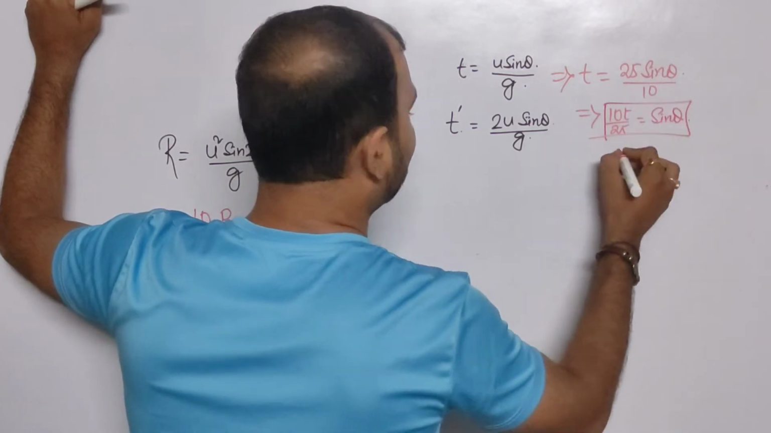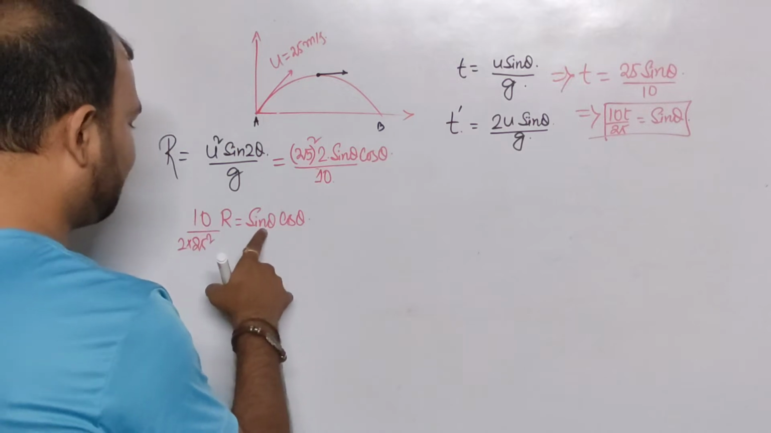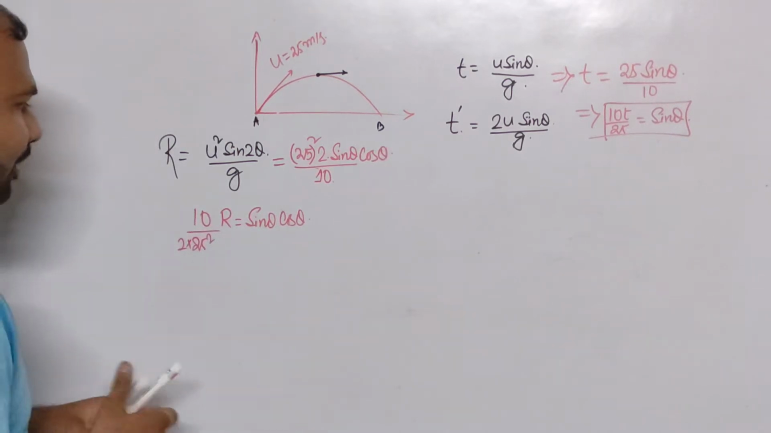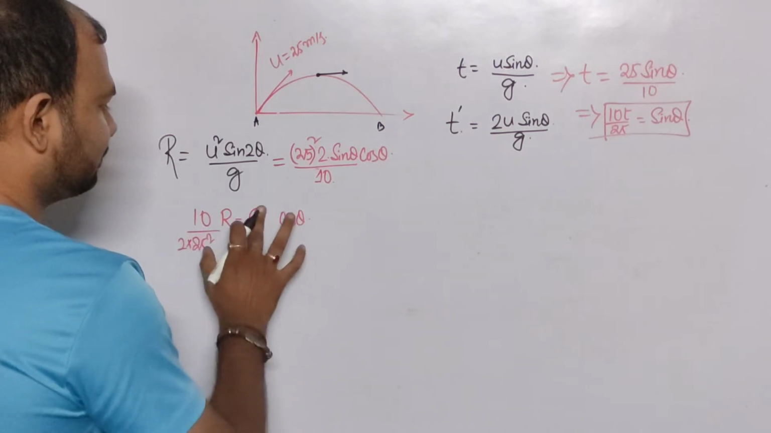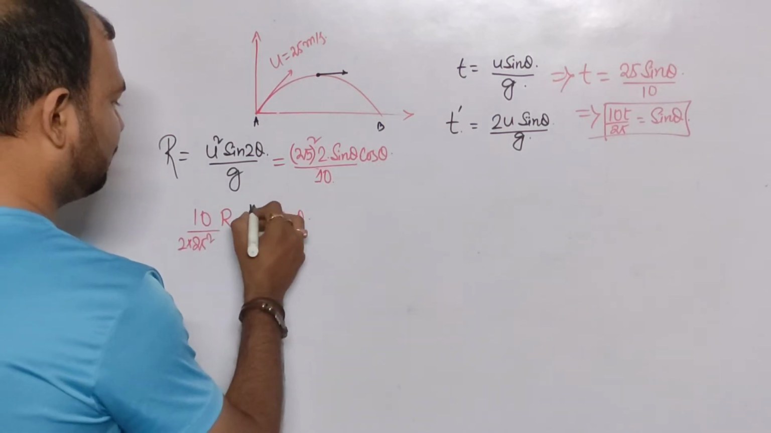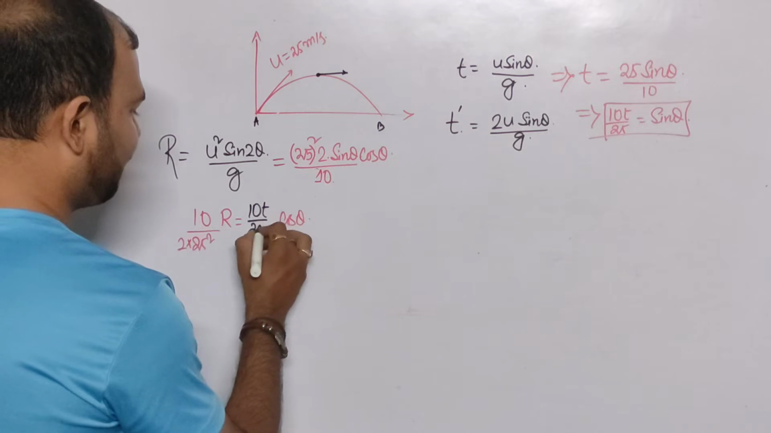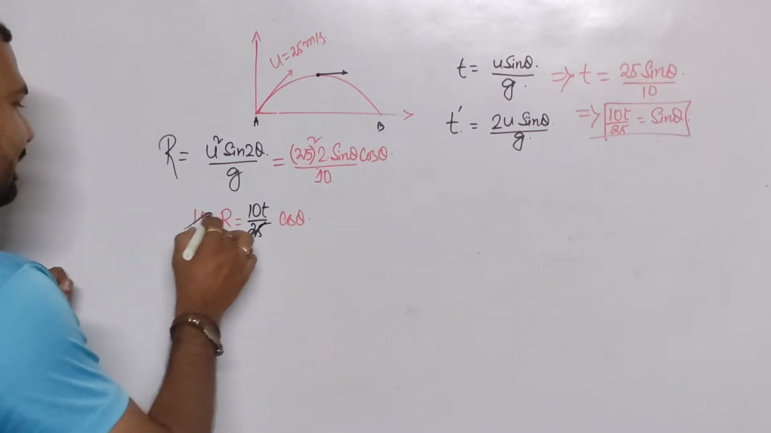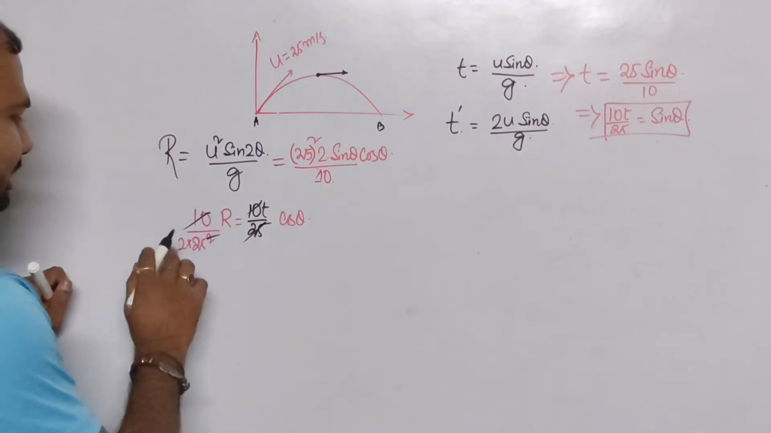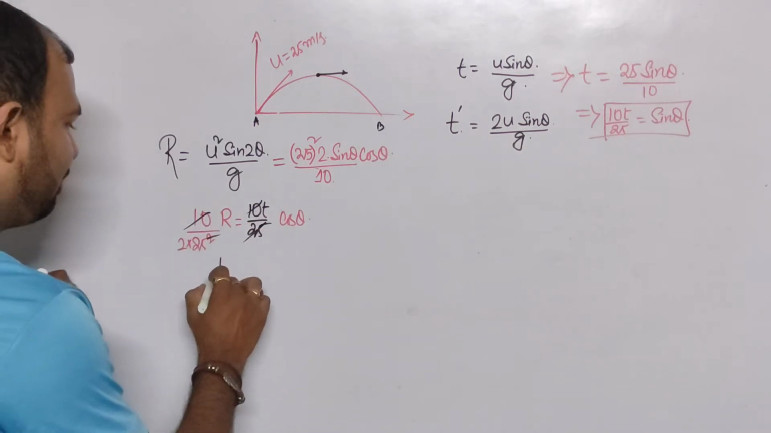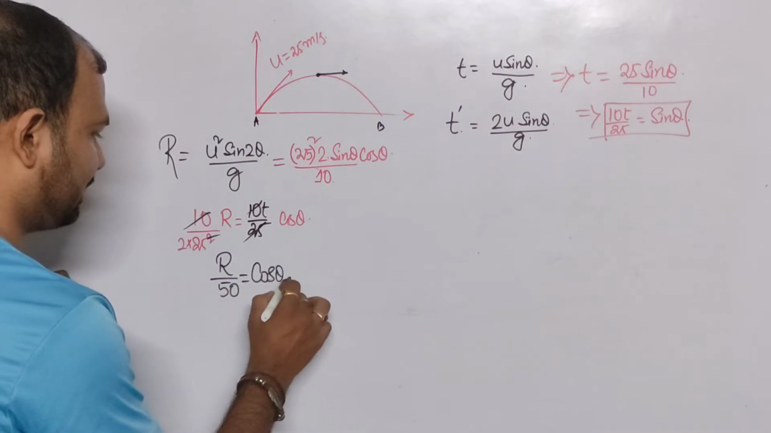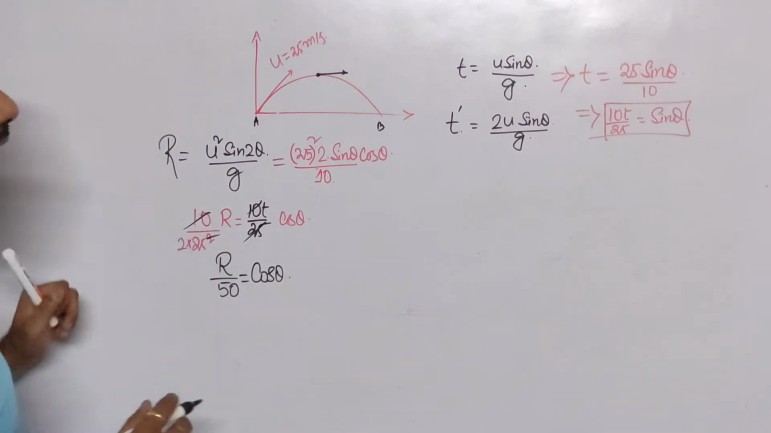Okay, and if you put the value of sine theta over here, what do we get? 10t by 25. This 25 square gets cancelled. This 10 gets cancelled. R by 50 equal to cos theta. Okay, we have to find the angle.